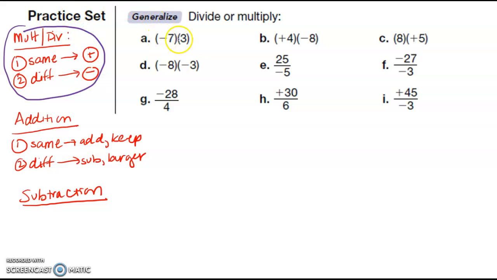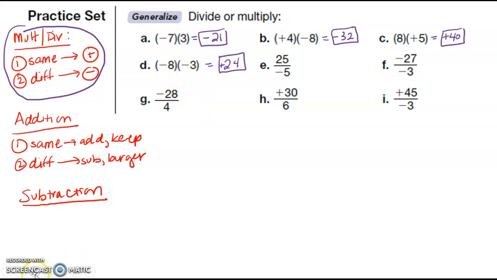So like here, I have -7 times a +3. They're different signs, so the answer is going to be -21, okay? A positive and a negative, 4 times 8 is 32. They're opposite signs, so it's -32. We have a positive and a positive, 8 times 5, so that's a +40. And then we have a negative and a negative. If they're the same sign, the answer is positive. So 8 times 3 is 24. That's a +24, even though they're both negative.